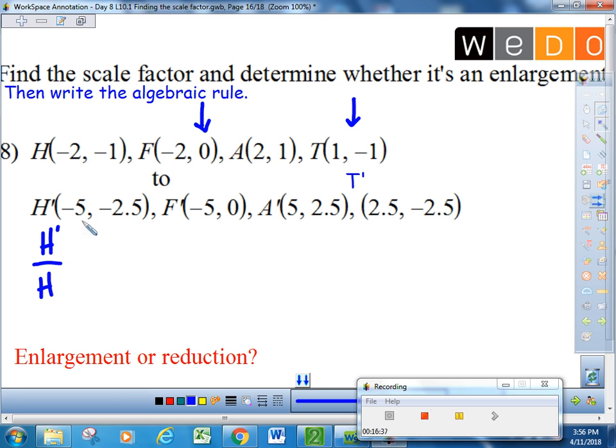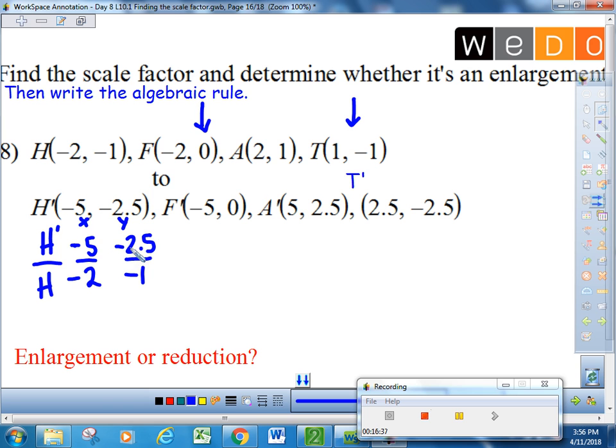And then again, we need the x, y ordered pairs. We're going to make 2 fractions. The x, -2, oh sorry, we want the prime. H prime, -5, the y, -2.5, and then H, -2, and -1.